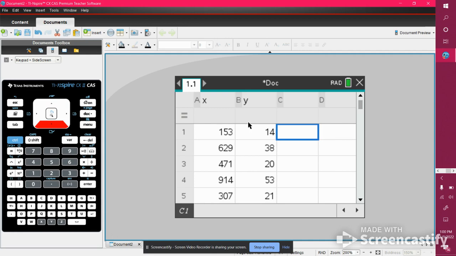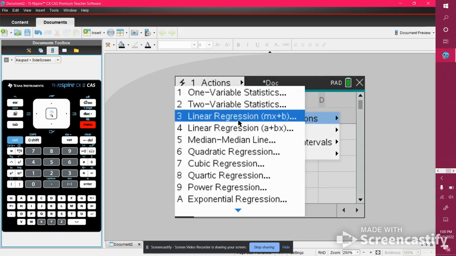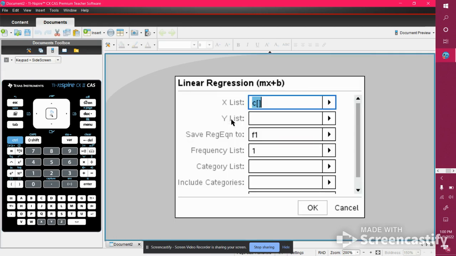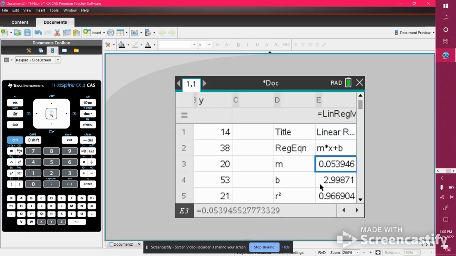I'm going to go all the way back to the top and be in a box that has no writing in it. This is where I go Menu, 4, 1, 3, linear regression, mx plus b. That's what we just talked about. I'm going to then need to go right, go down to X for X list, and then Y for Y list, and then OK or enter. So I now have my M value and my B value. M is 0.05, B is 2.998 or 3. Okay, so 0.05 and then 3.